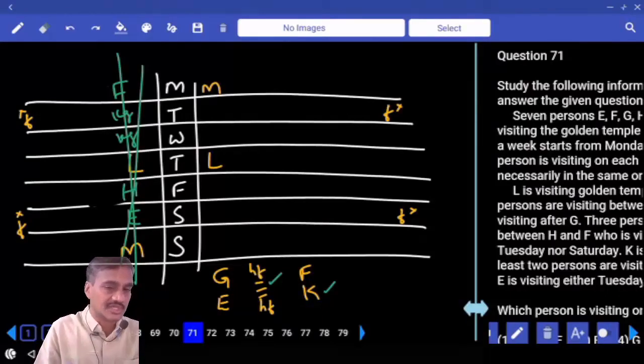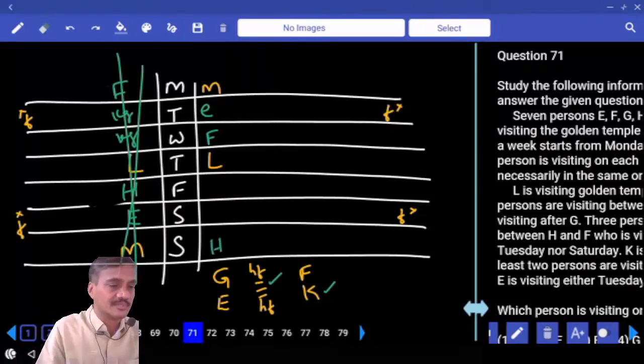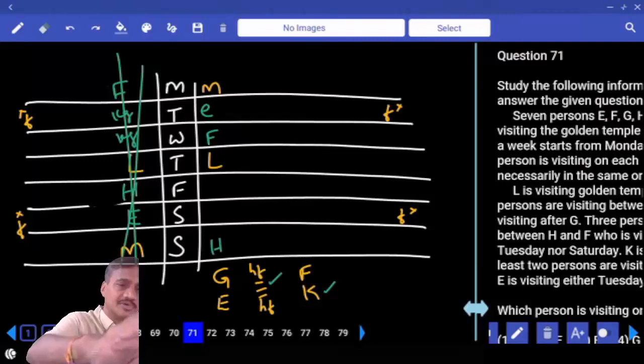Then coming back to the second one. Now in the second one, regarding this E, E can be either on Tuesday or Saturday. Now if E is on Tuesday, then in between H and F, we need to have exactly 3. And exactly 3, hence F must be at this place. 1, 2, 3, H is here. And together, now, if you have at this place E and F, then G is before this E. Is it possible? Not possible, which implies that E cannot be on Tuesday.